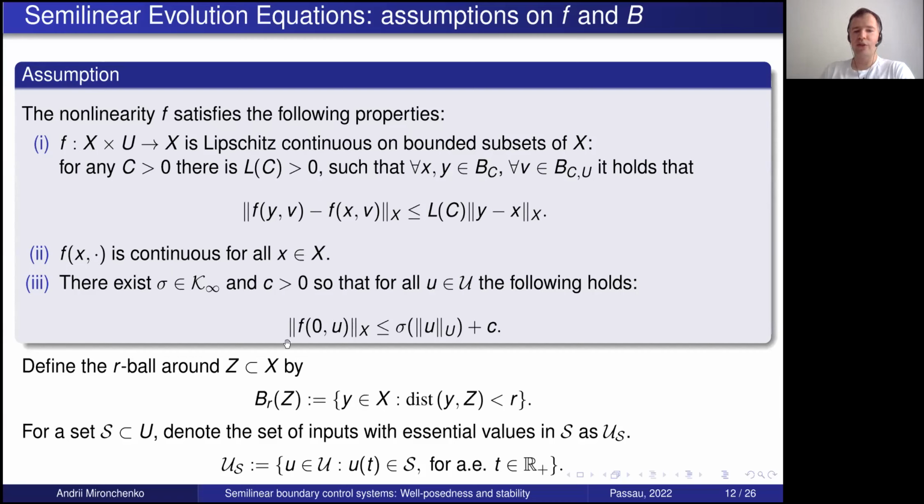Finally, we would like to have such a bound for F. Basically it tells that F of 0 and point maps bounded balls into bounded balls. This is the meaning of this estimate. So we define ball of radius R around Z by this formula, as usual, and this we will use for the set of inputs with essential image in the set S.